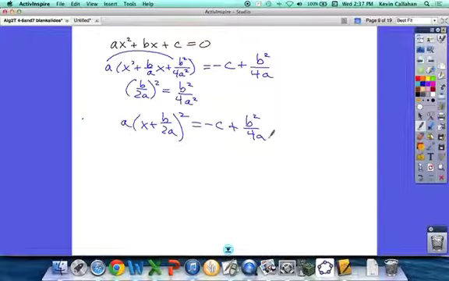I think I got that right. Okay, now, remember, what we want to do now is take the square root of both sides. So we have to get rid of that a. So let's divide both sides by a. So that cancels that, right? And then we take the square root of both sides.